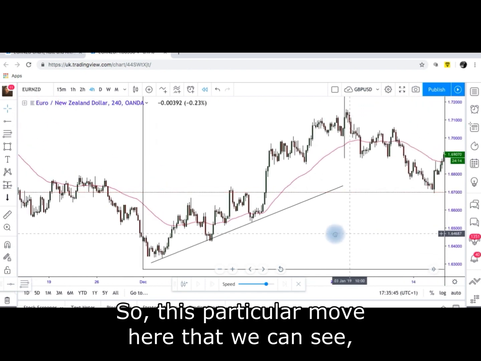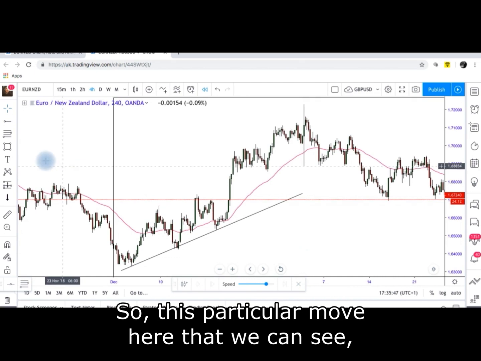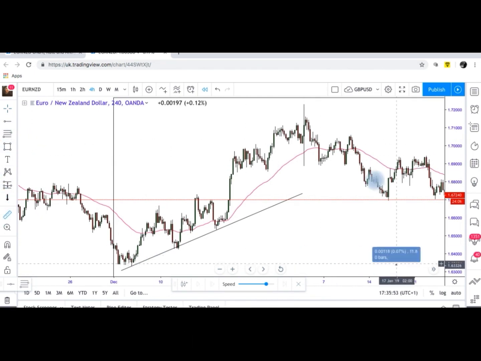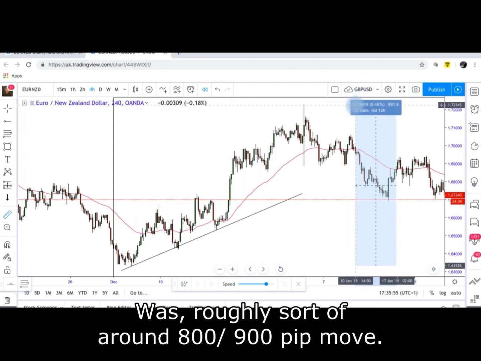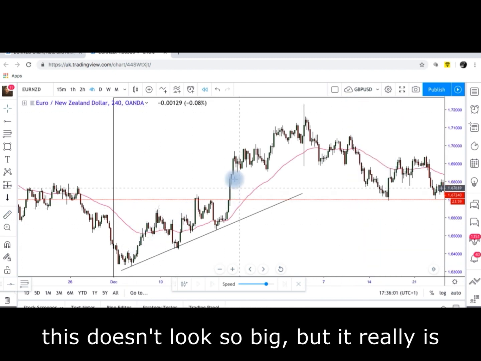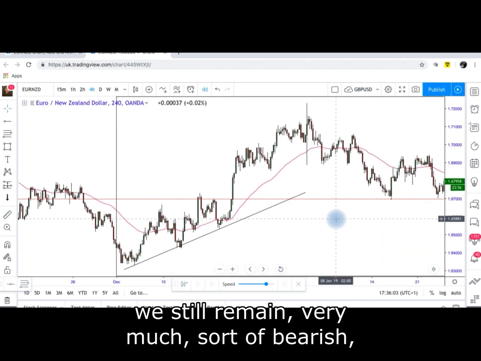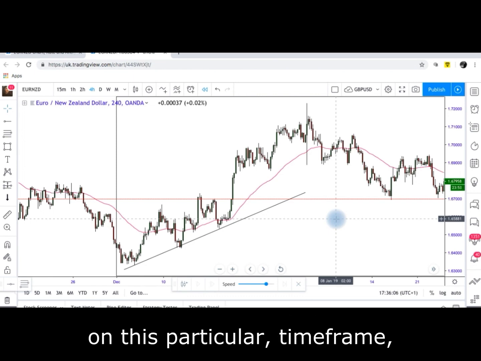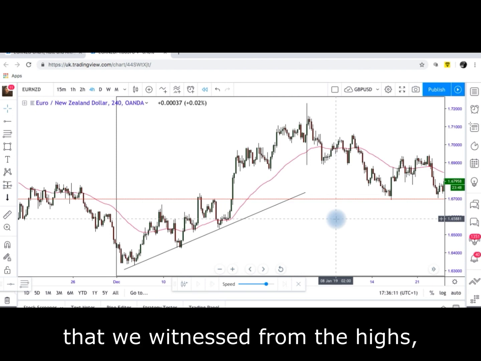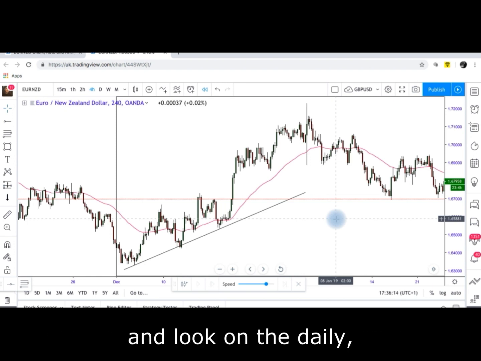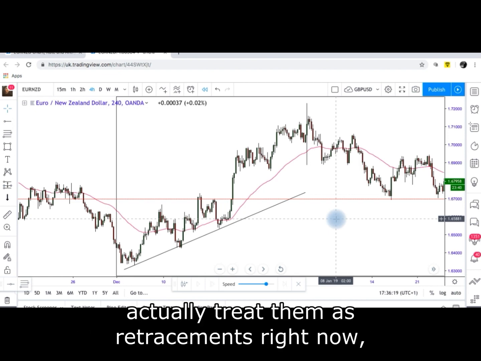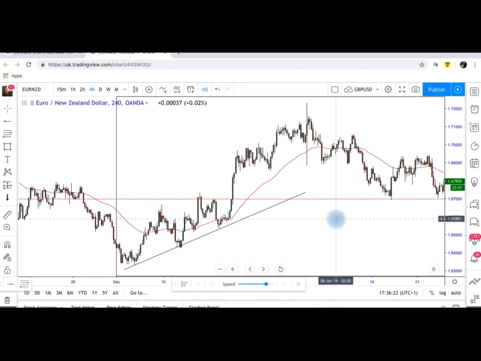So this particular move here that we can see, where we came from the bottom here to the top, was roughly around an 800, 900 pip move. Very big move. Now, when we're looking at the chart this doesn't look so big, but it really is quite a large move. Now, we still remain very much bearish on this particular time frame just because of the massive sell-off that we witnessed from the highs, which we can see when we zoom out and look on the daily. So therefore, any large bullish moves, we're actually treating them as retracements right now until something obvious happens.